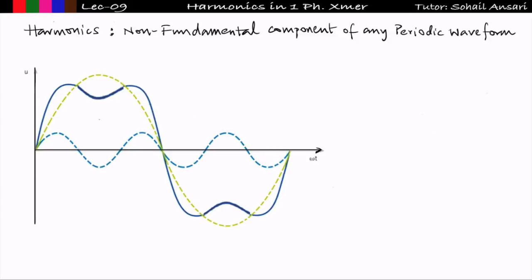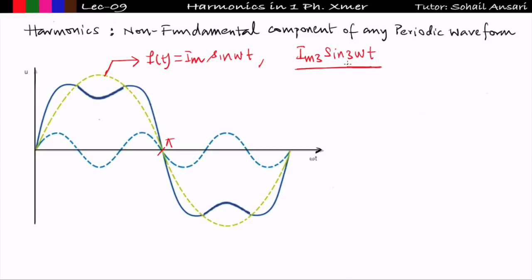Now let us try to understand this waveform. This green waveform is the fundamental component of, let us say, a current, that is i(t) is equal to Im sine omega t. You can easily draw Im sine omega t. It starts from 0 to pi, then negative from pi to 2 pi. Now draw the Im3 sine 3 omega t, which I have already drawn here. This is the third harmonic component of current, having frequency 3 times the fundamental frequency. So it will look like this. In one half cycle you will get 3 cycles. So this is the Im3 sine 3 omega t.